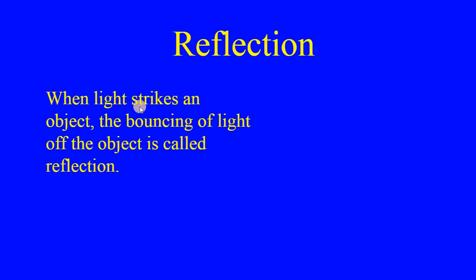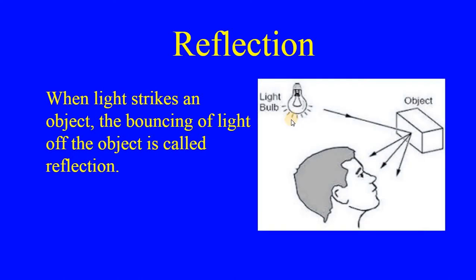Unless we have reflection. Now, what is reflection? Reflection is when light strikes an object. The bouncing of light off the object is called reflection. And here you have an example. You have the light source here. The light travels in a straight line here, hits the object, and then reflects back to the viewer. And notice they're all in straight lines. It does not curve. It travels in a straight line, hits the object, bounces back to you.